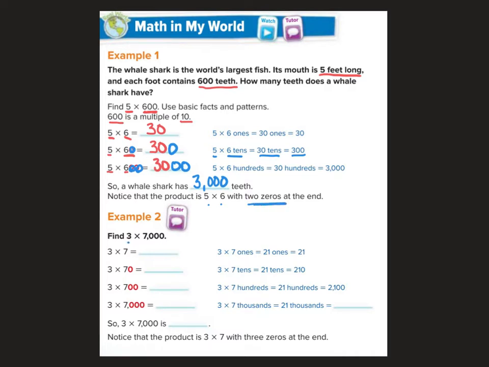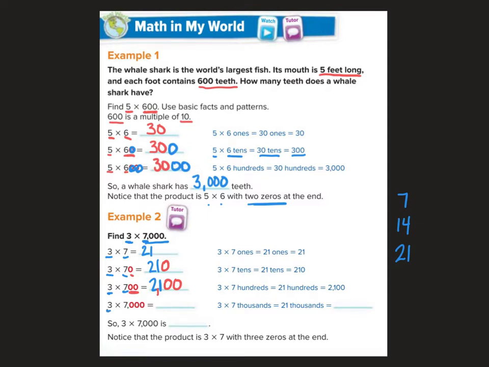Okay, example 2, we need to find 3 times 7,000. If I start out with the base and do 3 times 7, 3 times 7 is 21. I could find that by doing my multiples: 7, 14, 21. So 3 times 7 is 21. I have 1 zero, so 3 times 70 is 210. Again, 3 times 7 is 21. I have 2 zeros, so I need to put 2 zeros. So 3 times 700 is 2,100.